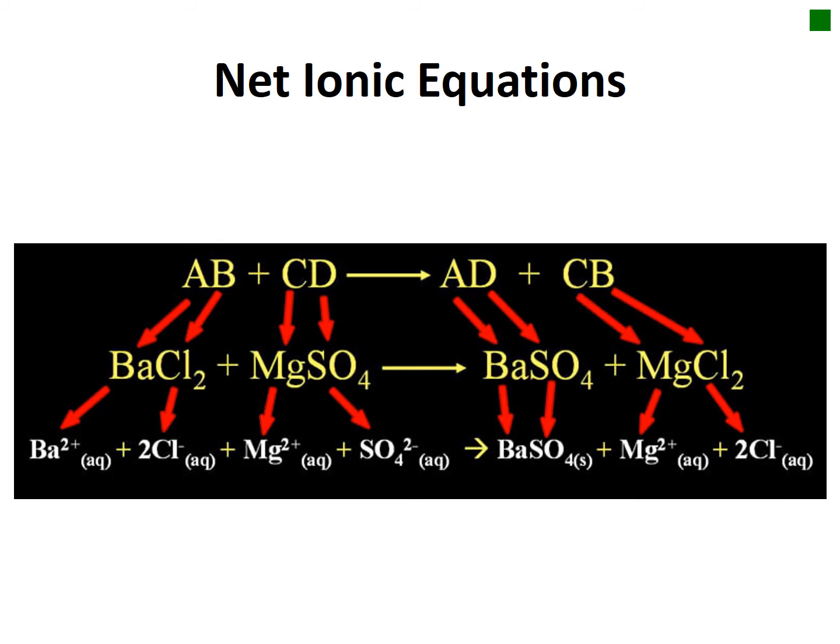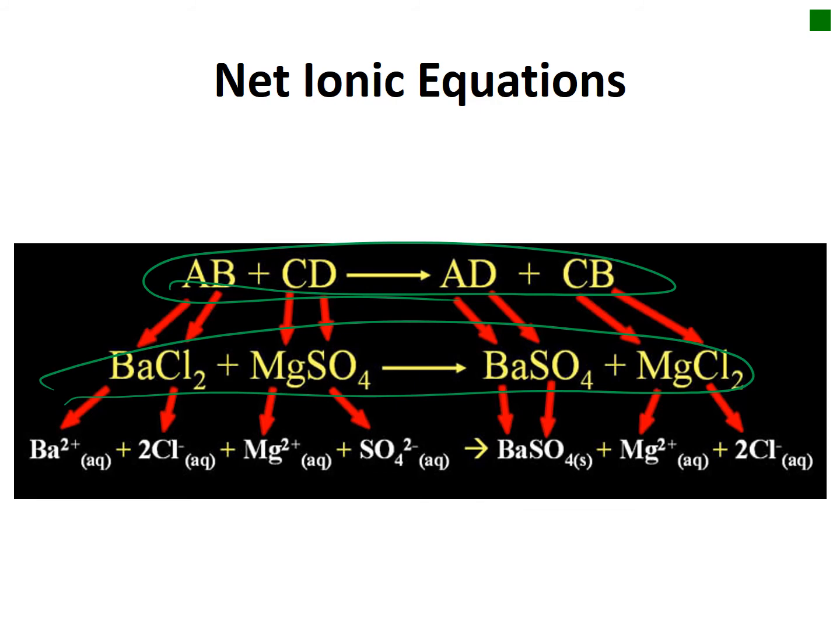So here's another example of a net ionic equation. Here's your general format up here, but here's a more specific one. What you're going to do is break them up. So you've got your Ba, your Cl, Mg, SO4. Do the exact same thing to the other side. BaSO4 on this side is a solid, so they didn't do anything with that. Then give them their amounts.